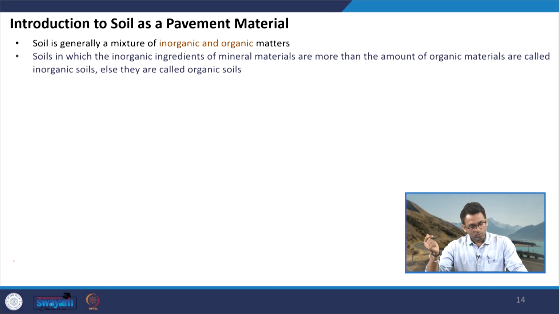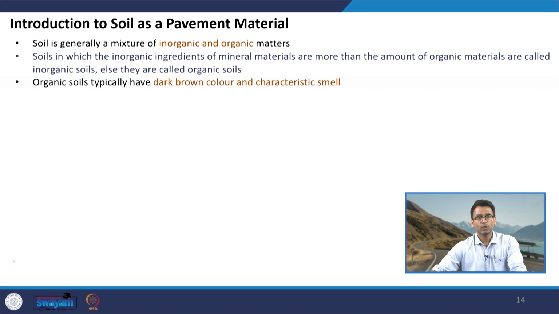It will be a mixture of inorganic and organic matter, and these matters might have accumulated in the soil from different sources. Now, when I see a soil, how do I say whether the soil is inorganic or organic? It depends on the proportion of the inorganic and organic ingredients present in the soil. Soil in which the inorganic ingredients of mineral matter are dominant in comparison to the organic material is usually called inorganic soil. But if the organic materials are dominant, it will be called organic soil.